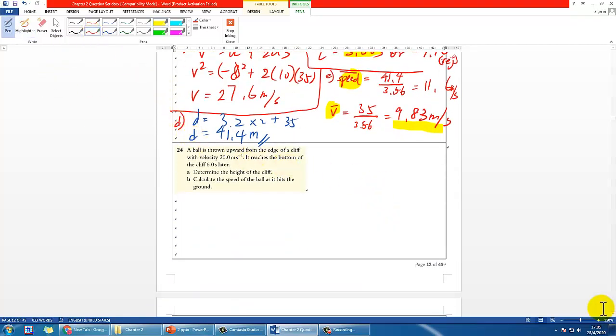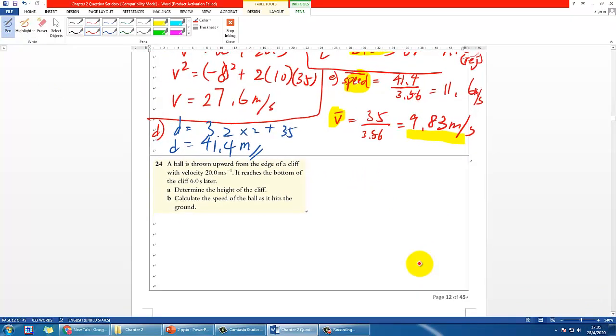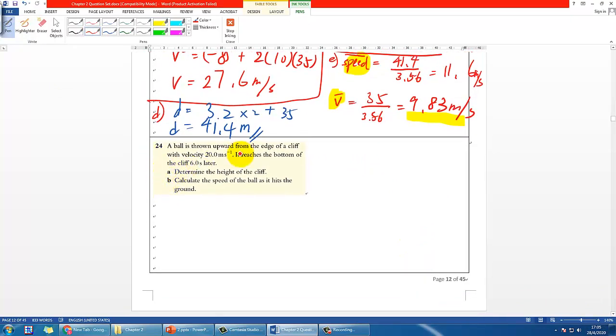Okay, so here is the last question. It says there is a ball thrown upward from the edge of the cliff with velocity. Normally I would like to draw a diagram. So the ball goes upward at 20 meters per second, u. Let's just try upward as positive this time. Then it reaches the bottom 6 seconds later, so we have t and we have u. Determine the height of the cliff.